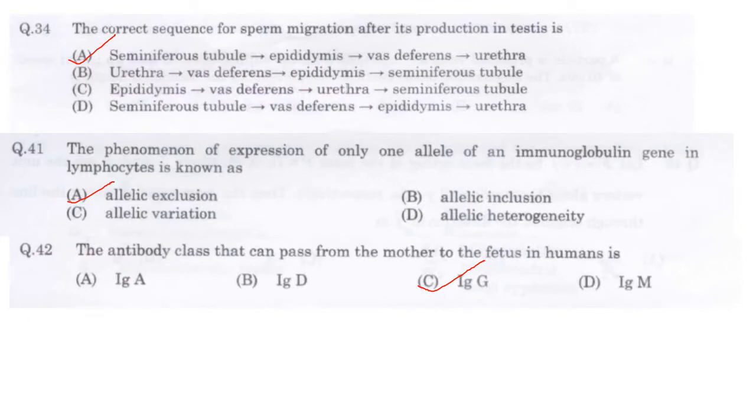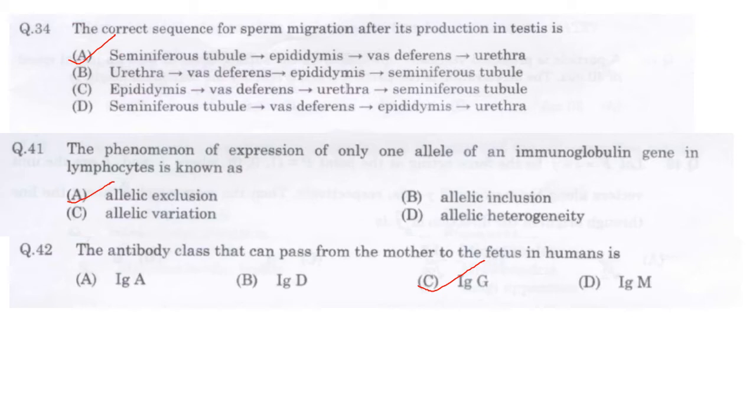Next one. The correct sequence for sperm migration after its production in the testis. Seminiferous tubule, epididymis, vas deferens, urethra. That is correct. Next one, urethra, vas deferens, epididymis, seminiferous tubules. No. Epididymis, vas deferens, urethra, seminiferous tubule. No. Seminiferous tubule, vas deferens, epididymis, urethra. No. So option A is correct. That is seminiferous tubule, epididymis, vas deferens, and urethra.